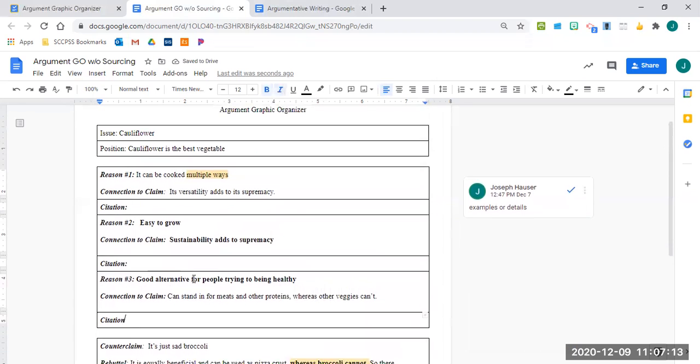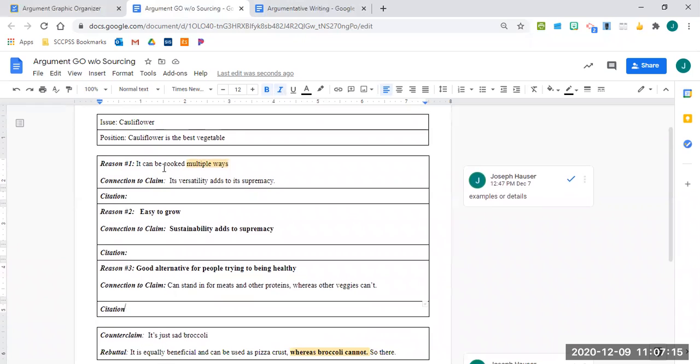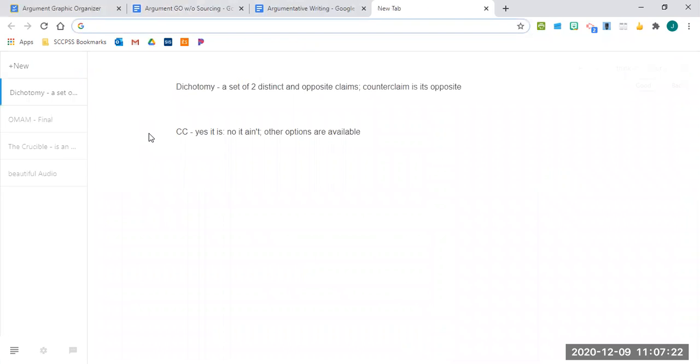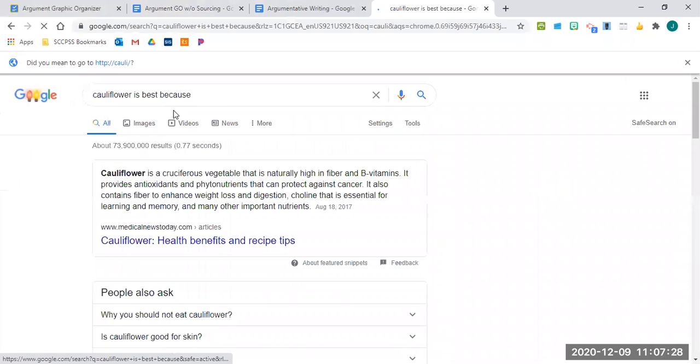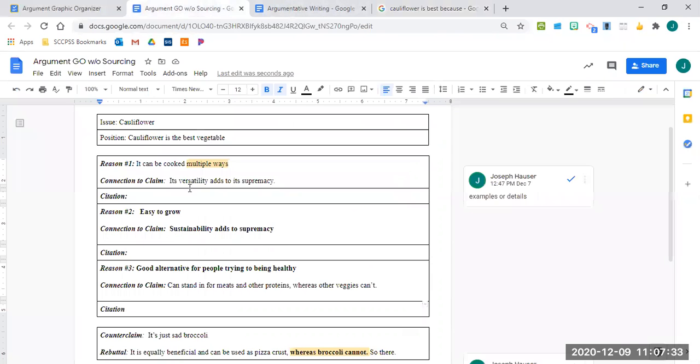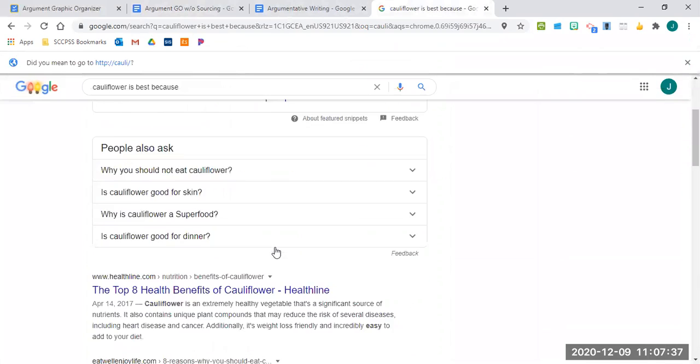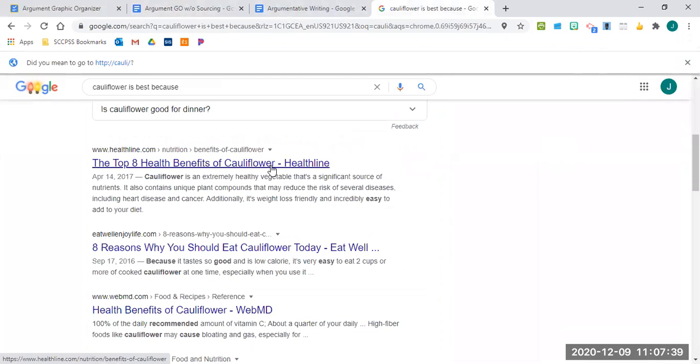I don't want to spend a lot of time on this, but we do need to go over how to find sources. So I've talked about this a little bit in class. How do you find sources? I'm going to Google it. Google cauliflower is best. My first source is to talk about how it can be cooked multiple ways. Do I need to stick with that? Absolutely not.